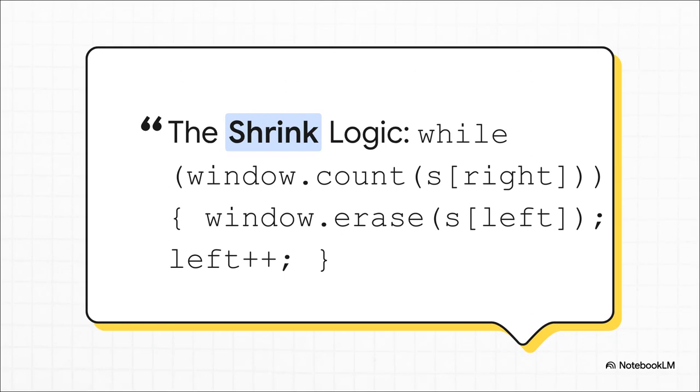The core logic for this variable window is captured perfectly in this little while loop. This is the shrink mechanism. You can think of it like a bouncer at a club. It just says, hey, while the character trying to get in is already in here, keep kicking people out from the front of the line. It's a really simple rule that keeps our window valid all the time.